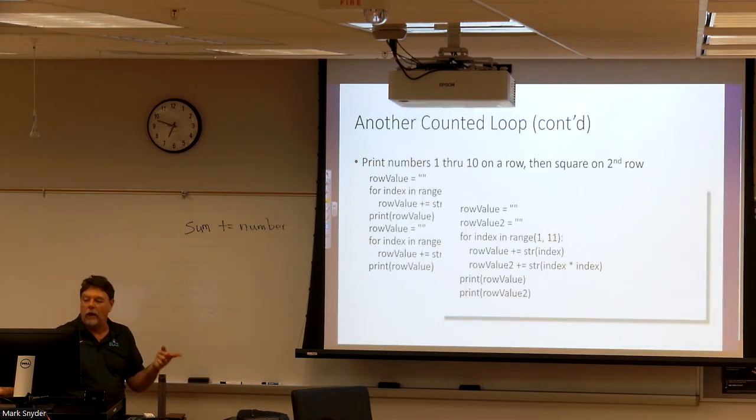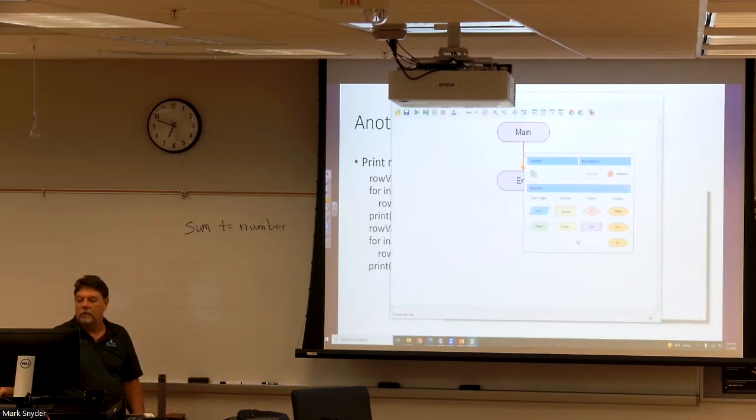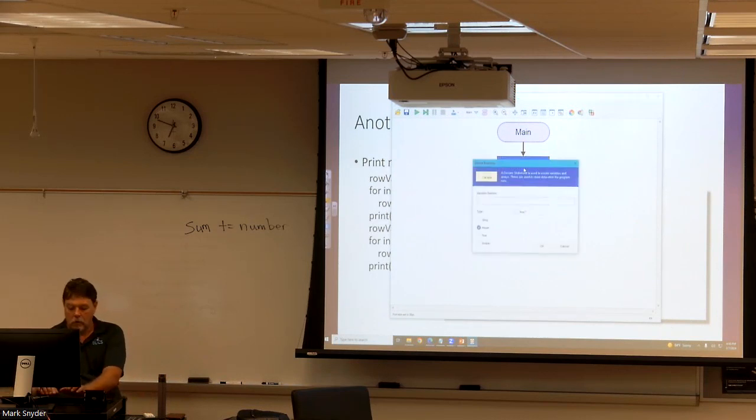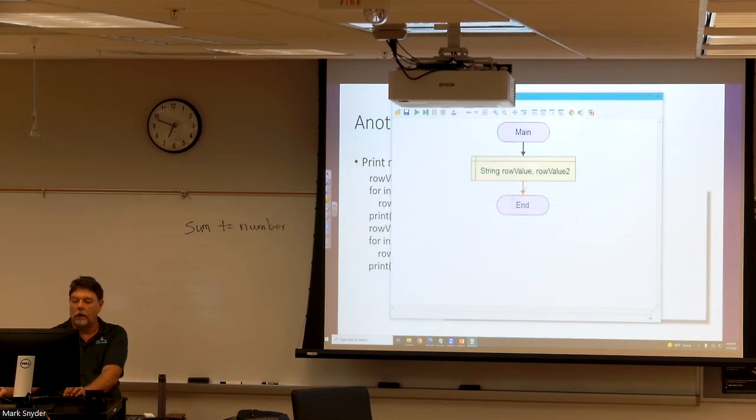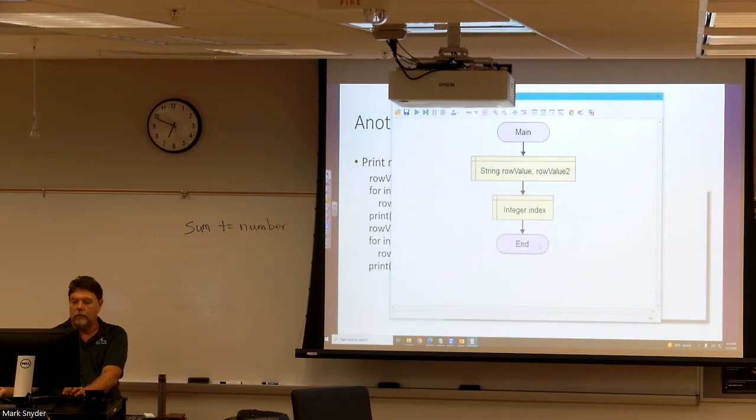So let's see. I've got 1, 2, 3 variables: row value, row value 2, and index. Okay, so let me declare row value and row value 2 as strings, and then declare, what did I call it? Index, as an integer. Okay.